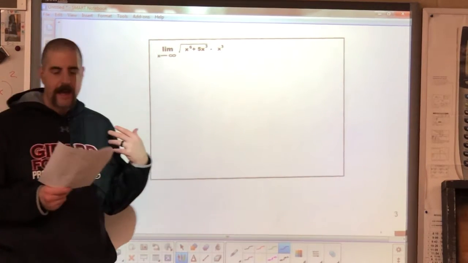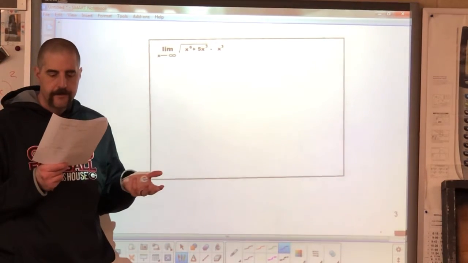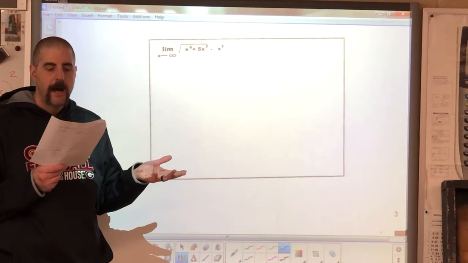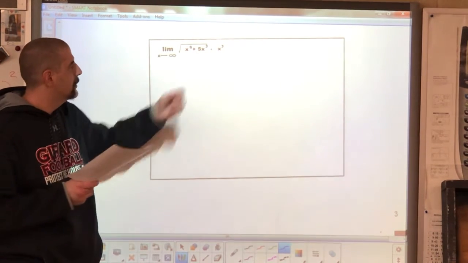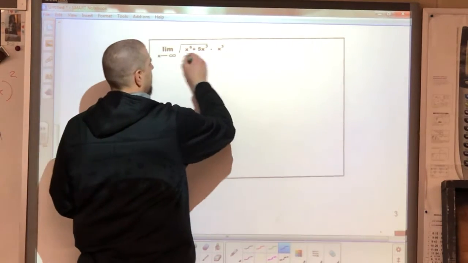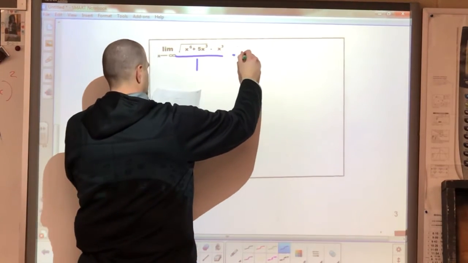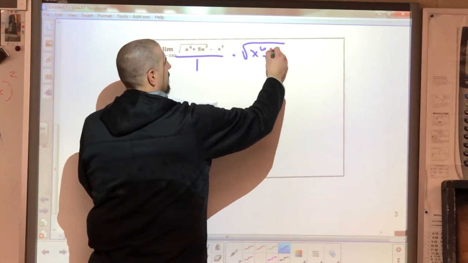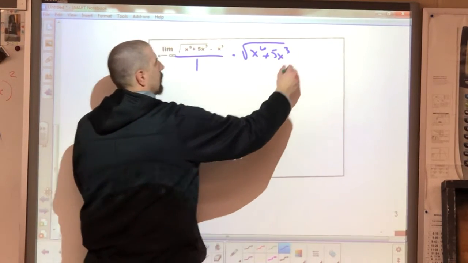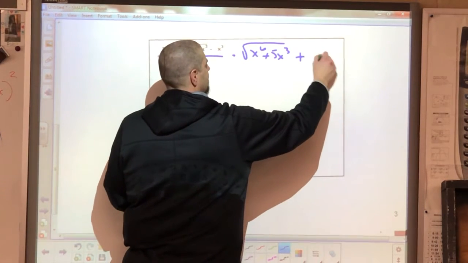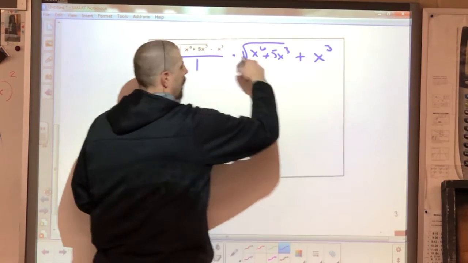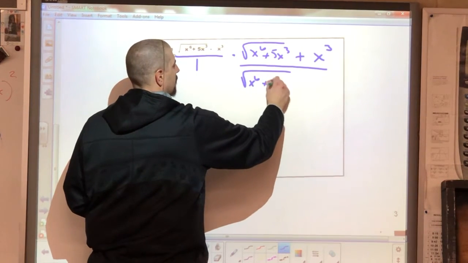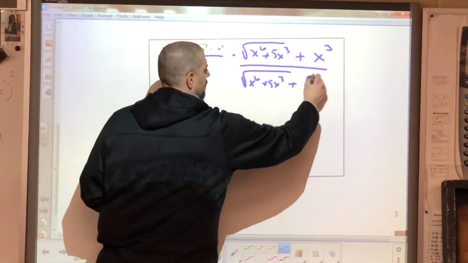Unfortunately, we don't have a denominator, so when we do this, we're going to multiply by the conjugate, so that's a minus sign. And again, this is over 1, so we're going to multiply top and bottom by the square root of x to the 6th plus 5x to the 3rd plus x to the 3rd, top and bottom, okay? And again, that's the conjugate. We did that in previous limits, okay?